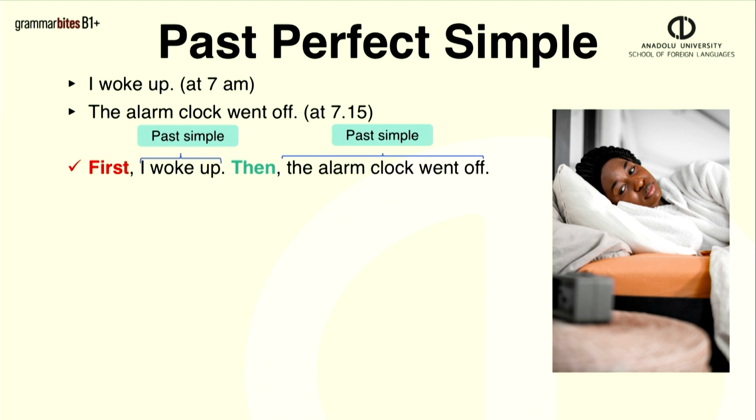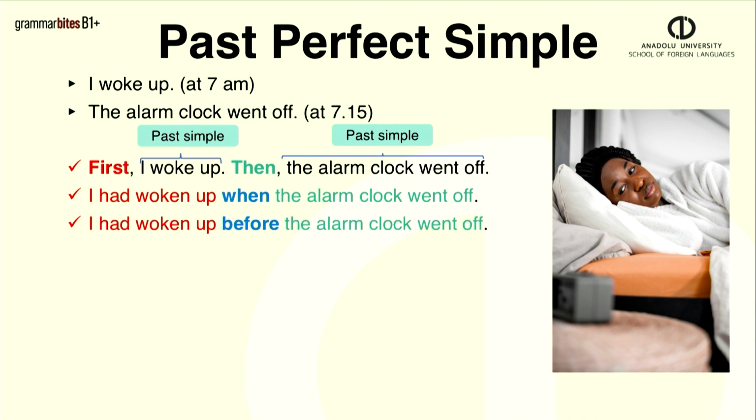Although past simple tense and time sequencers are enough to put past events in order, we can also use the past perfect simple. Look at these sentences. I had woken up when the alarm clock went off. I had woken up before the alarm clock went off. I had woken up by the time the alarm clock went off.